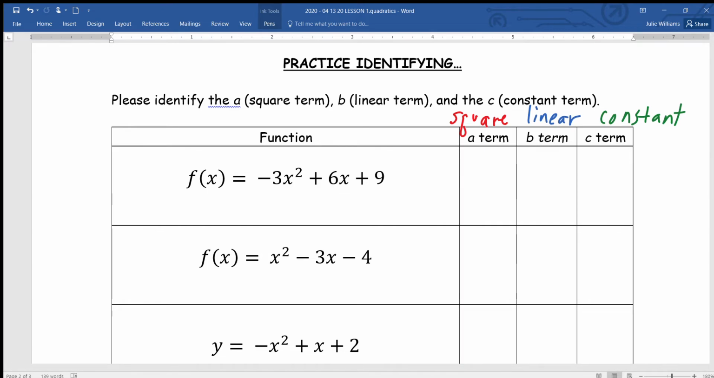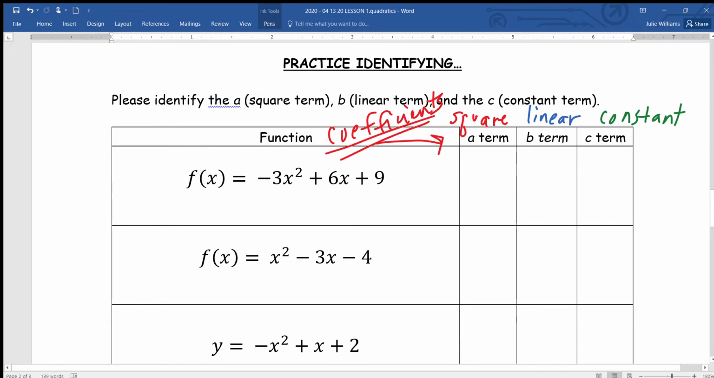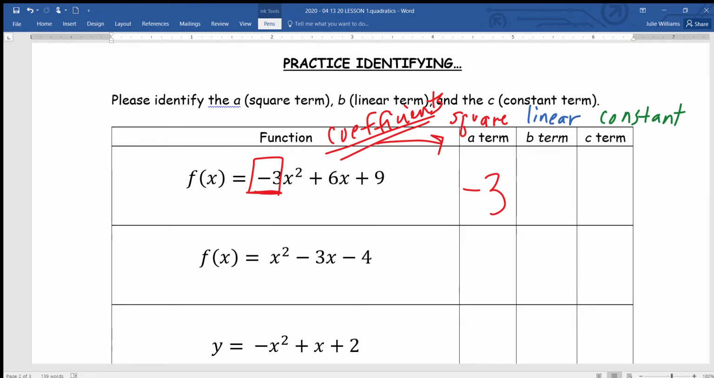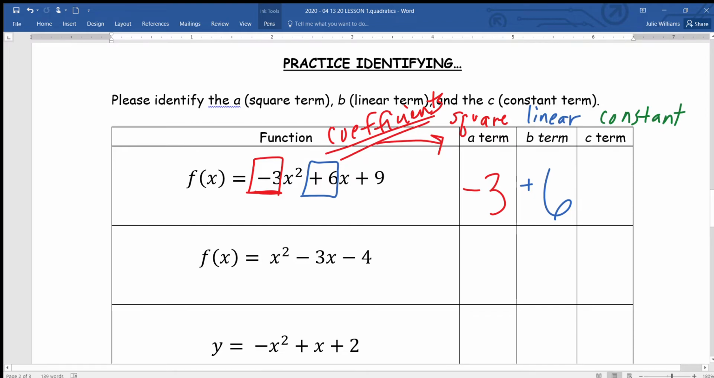So again, these terms are only the coefficients. They never include the x or the x squared with them. They are only the number that's being multiplied by the variable. The a term in this one, always include the symbol, is -3. The b term, including the symbol, is the coefficient of the linear term. So this is a +6. You can put the plus, you don't have to.